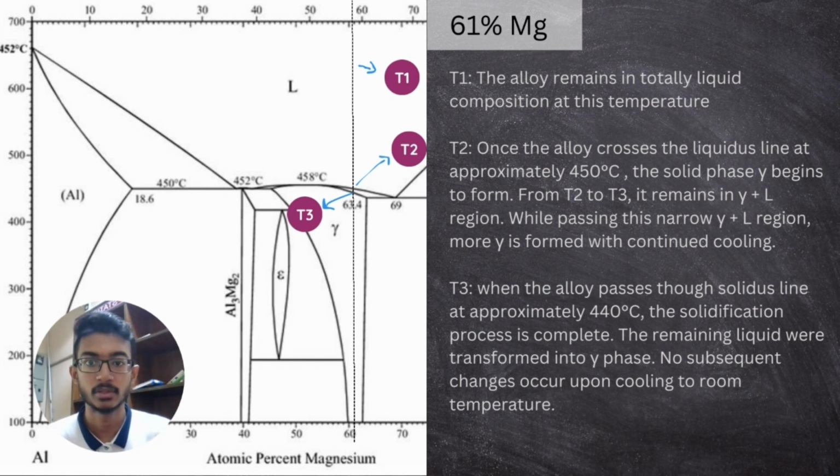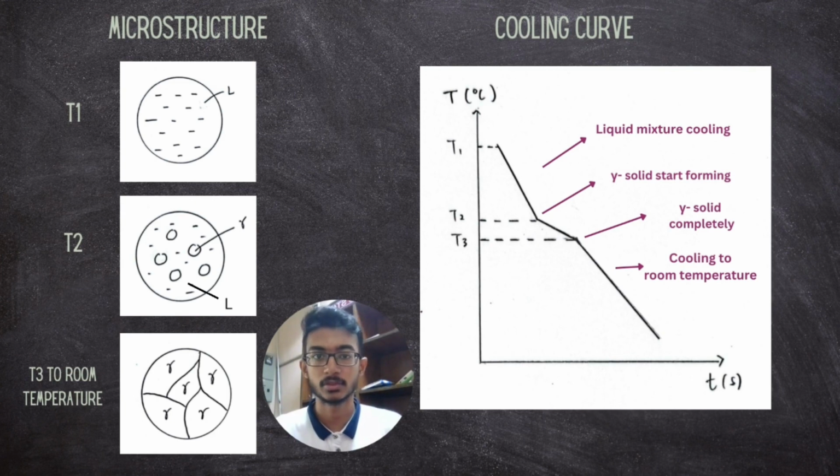And between T2 and T3, the alloy stays in gamma plus liquid phase. And once it crosses T3, a complete gamma phase is formed. So the microstructure will remain the same even if it is cooled to room temperature. So this is the microstructure and cooling curve for 61% magnesium. So we can see here how the alloy transformed from liquid phase to single solid gamma phase.